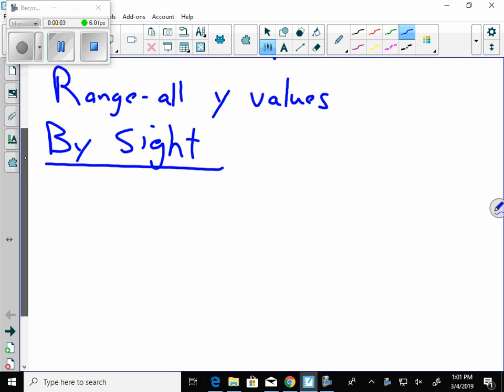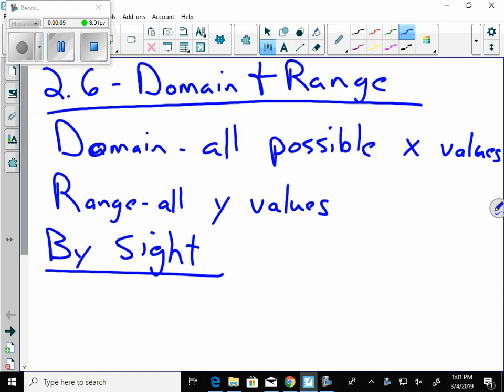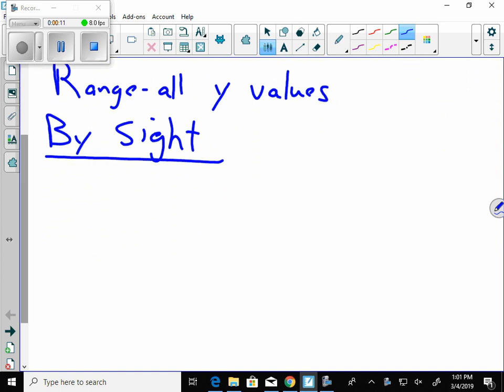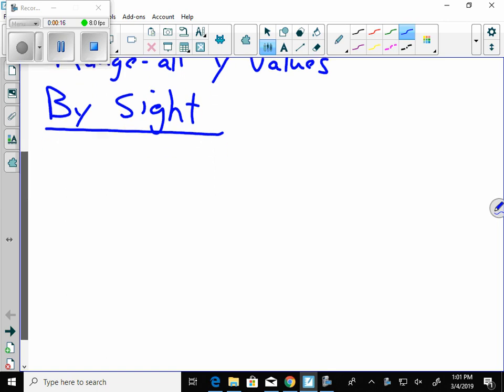All right, so we'll look at domain and range. Domain, all x values. Y is your range, all your y values. So we'll do a couple by sight. So we'll just graph a couple of them. Okay, I'll draw the graphs and state the function.